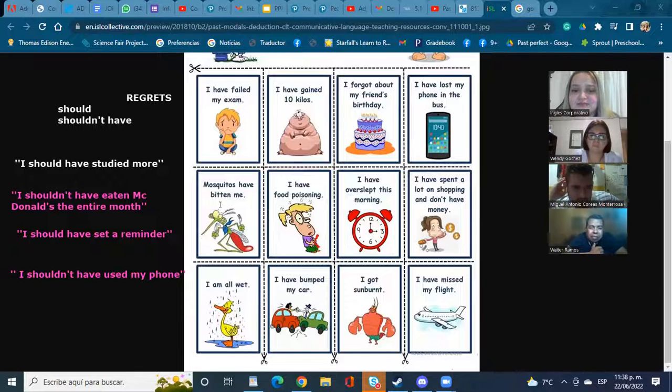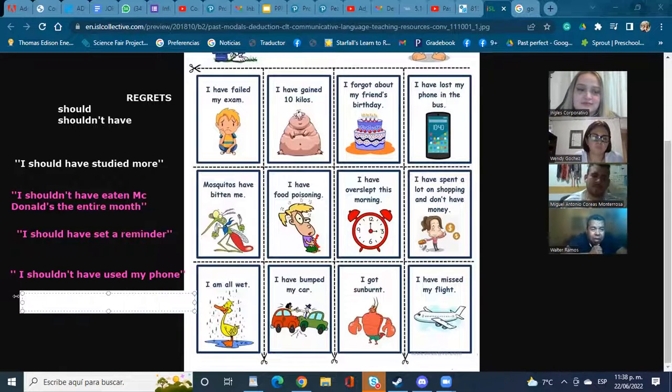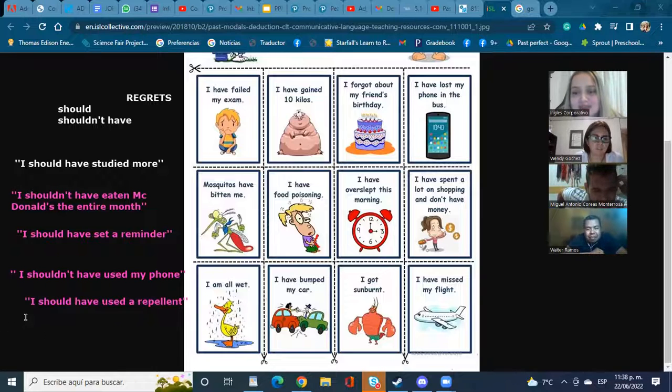Next one. Mosquitoes have bitten me. I shouldn't have... I should have used a repellent. I should or I shouldn't? I should have used a repellent. I think it is like this. I can't remember, guys. Exactly.